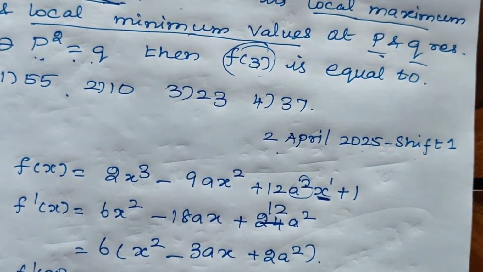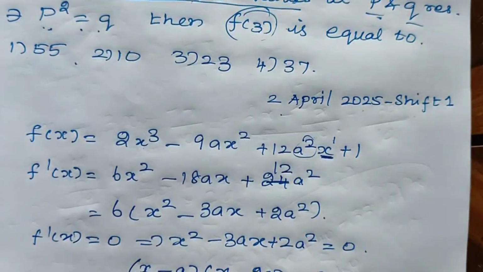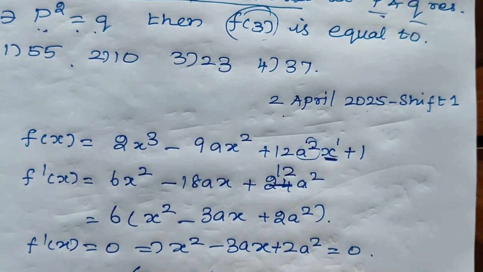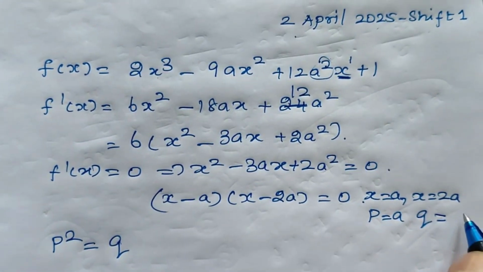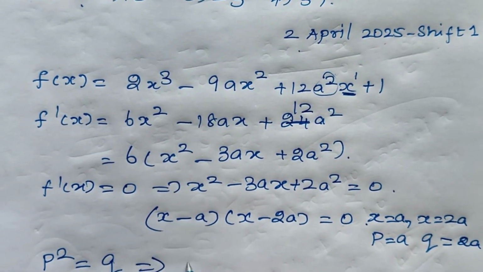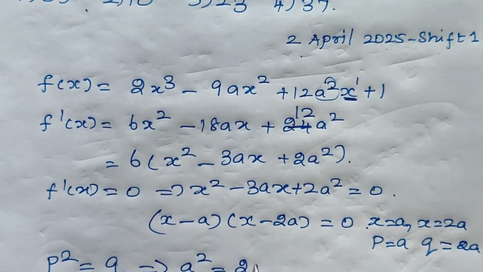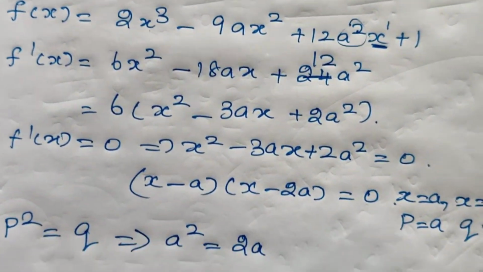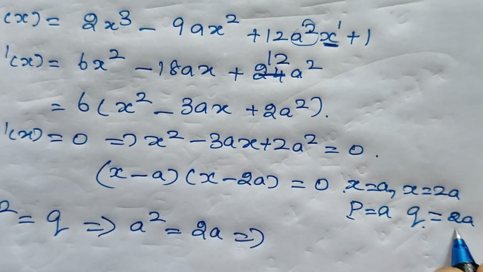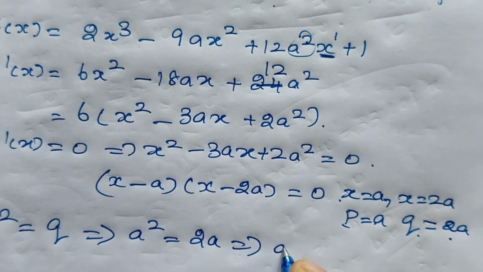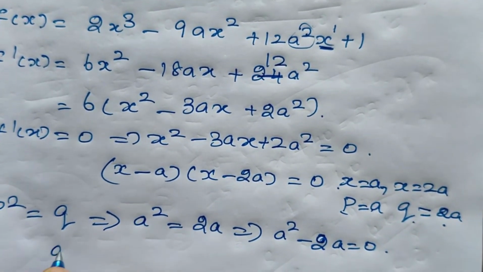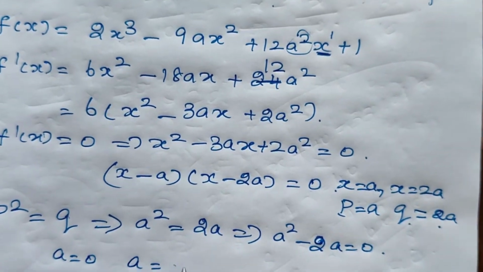Now we use the condition. What is the condition given? p square equal to q. Now I take p equal to a and q equal to 2a. Therefore p square equal to q implies a square equal to 2a. You can take either one as p. So a square minus 2a equal to 0, so a equals 0 or a equals 2.